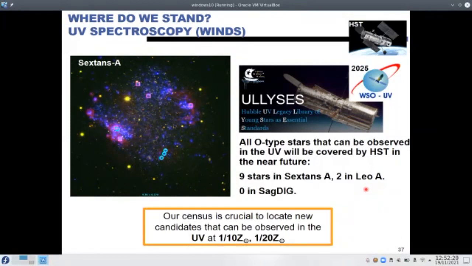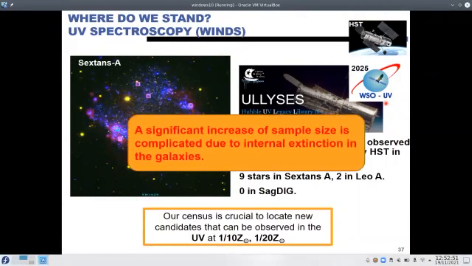But HST is already a very long-lived mission. We don't know how many more years it has ahead of it. So it's crucial that we do this work as fast as possible. There may be some help from the World Space Observatory Ultraviolet whenever it's launched. But the fact is that their mirror size is not too big, and we are going to have probably a problem of a sensitivity limit because of extinction once more.